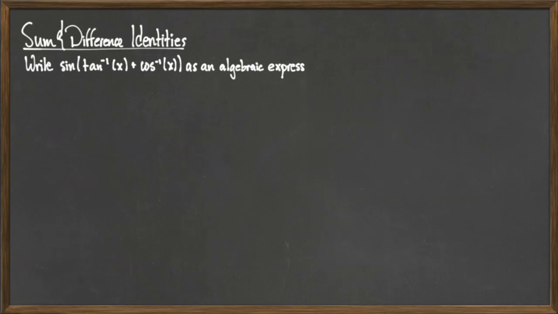Our next problem is going to be virtually identical, but instead of using numbers like I did before, we're going to use the variable x so that we end up with a purely algebraic expression. Here we're going to compute the sine of tan inverse of x plus cosine inverse of x.